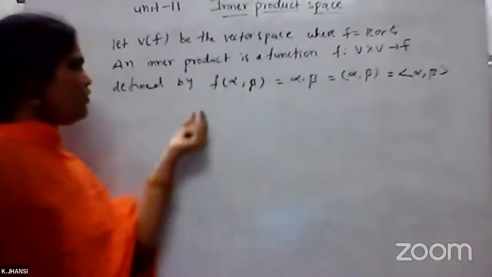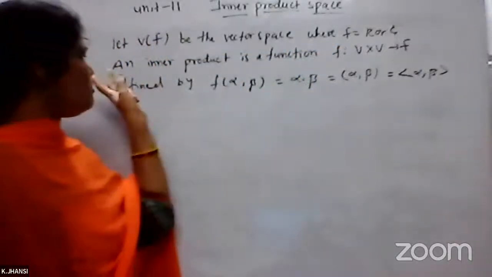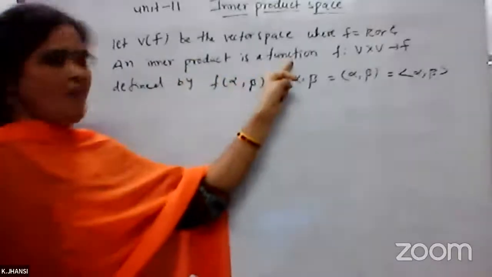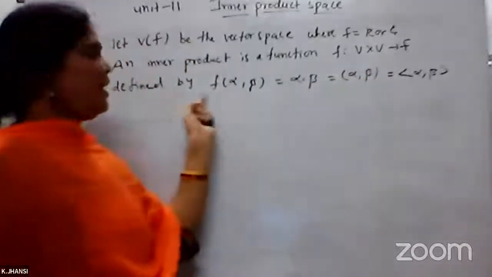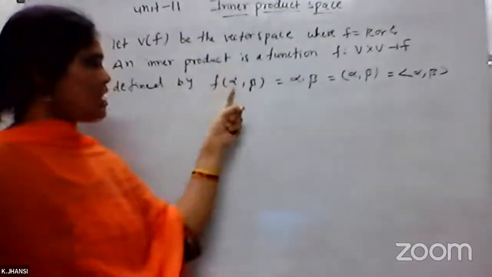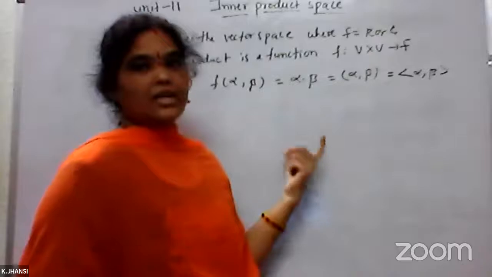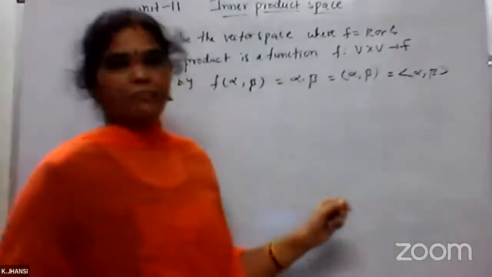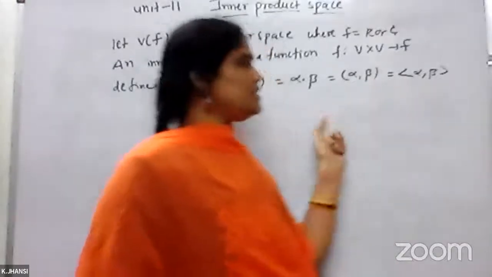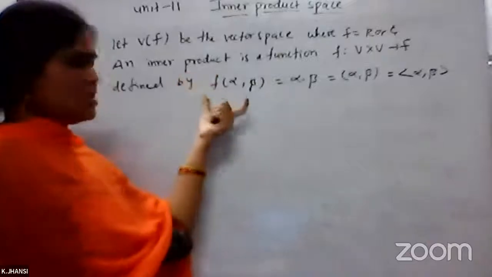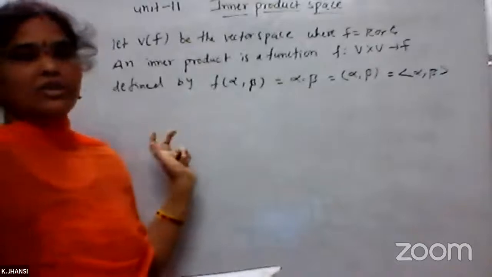So in some books they will write it like this also. So whenever V of F is a vector space where F equals real numbers or complex numbers, and inner product is a function f mapping from V cross V to F, defined by f of alpha comma beta equals alpha into beta. We represent this, whatever the bracket is there, as the inner product of alpha and beta. In some textbooks, instead of these brackets, you will get this symbol. Okay, this symbol also represents the inner product. So whatever this function is there, if it satisfies the three properties, then we can tell that the given function is an inner product.